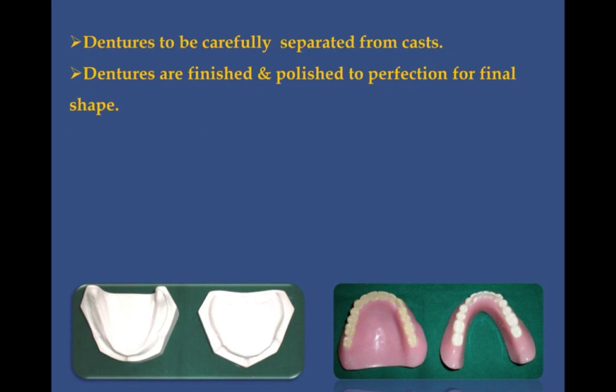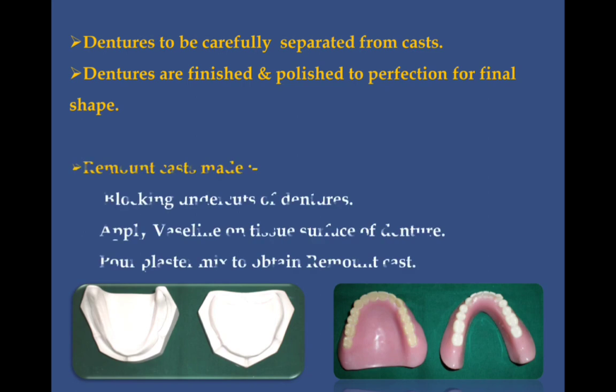So here what we do is, in the denture itself we are going to block the undercuts, then apply Vaseline or separating media to the tissue surfaces, and we are going to pour and make proper casts out of this. These casts are basically poured in dental plaster. These are not the stone casts. With the inversion technique you can pour the maxillary and mandibular remount casts.